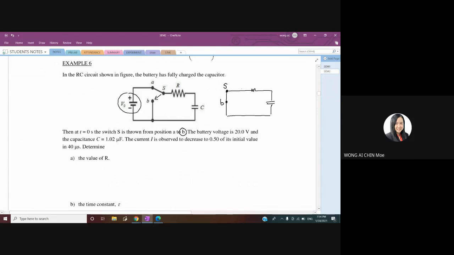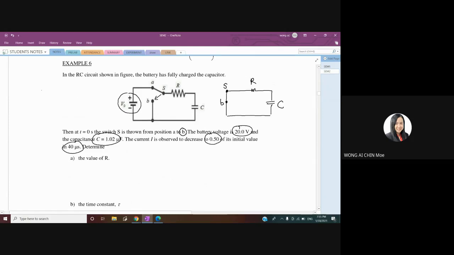Meaning that the battery is already taken out. So we only have resistor and also capacitor. At that time, the battery voltage is 20 and the capacitor is 1.02 microfarad. The current I is observed to decrease, initially, to 0.5 of the initial value in time taken 40 microsecond. So the first one, determine the value for R.